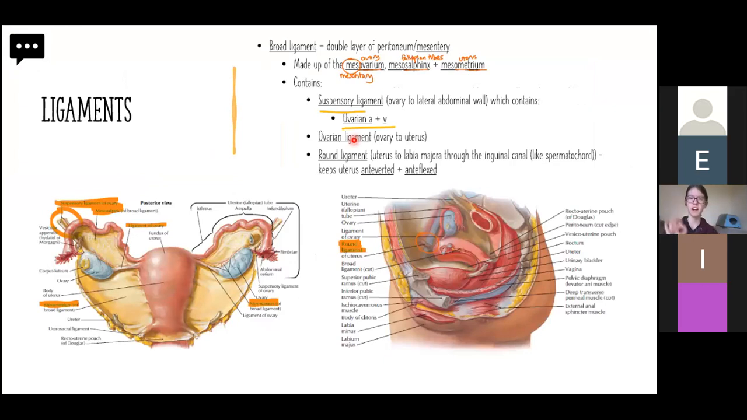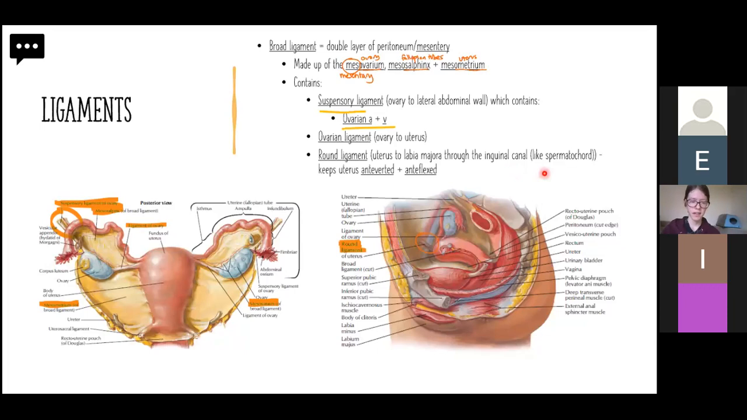Now your ovarian artery and vein run in the suspensory ligament, not the ovarian ligament, the suspensory ligament, which is here, going down there. The ovarian ligament is just connecting that ovary to the uterus, and the round ligament is just in front, basically pulling the uterus to keep it anteverted and anteflexed so you don't get prolapse of the uterus there. And also it's kind of interesting, I find, how you've got similarities between male and female anatomy in that it runs from the uterus to the labia majora through the inguinal canal. So it's sort of like the spermatic cord, but the female version.